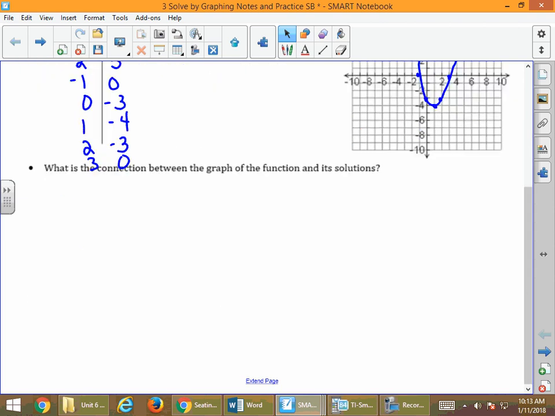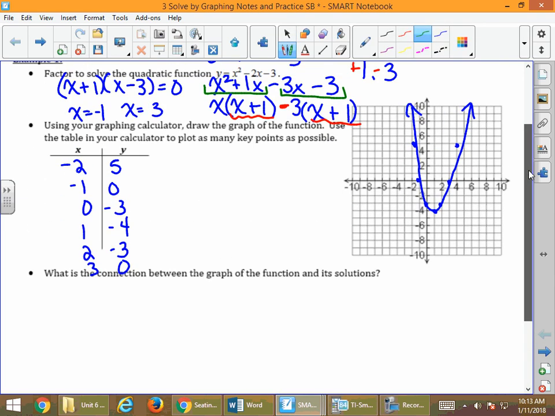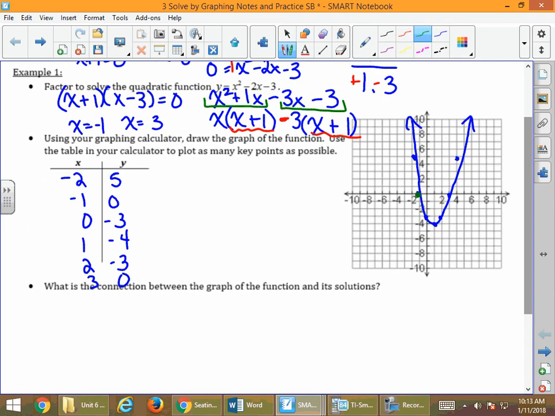And hopefully what you're thinking is, well, my graph crosses the x-axis at -1, which was one of the answers that we found when we factored. And the graph also crosses at that second green point there at 3, another value that we came up with in our factoring part of this problem.